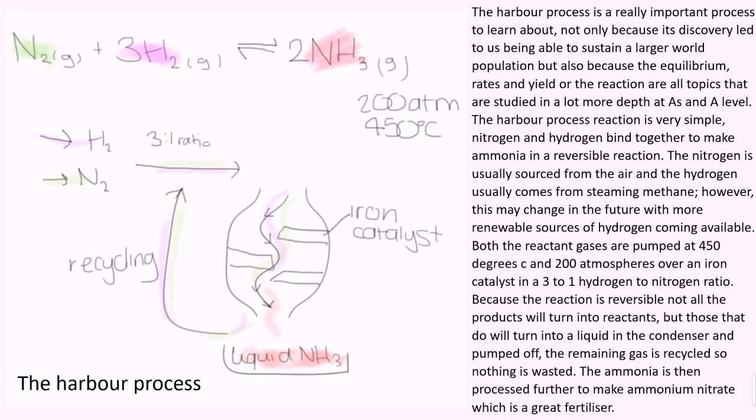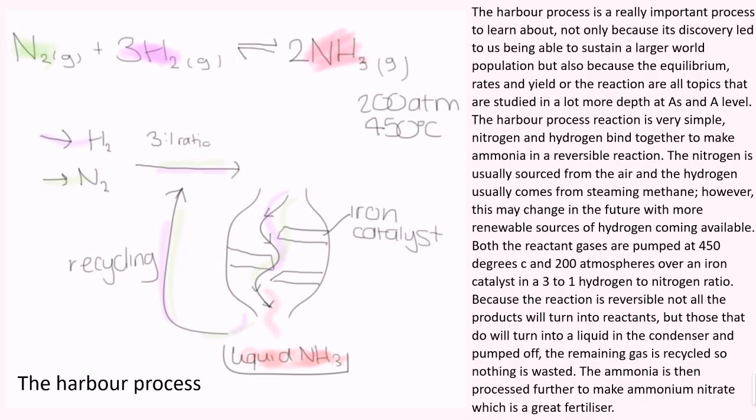The nitrogen is usually sourced from the air, and hydrogen usually comes from steaming methane. However, this may change in future with more renewable sources of hydrogen becoming available. Both of the reactant gases are pumped at 450 degrees C and 200 atmospheres over an iron catalyst and a 3:1 hydrogen to nitrogen ratio.